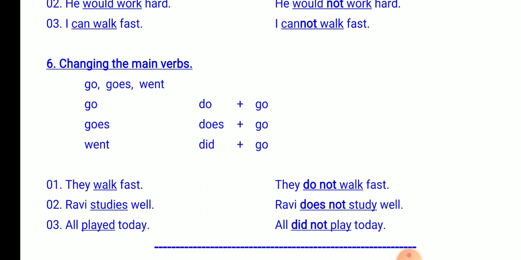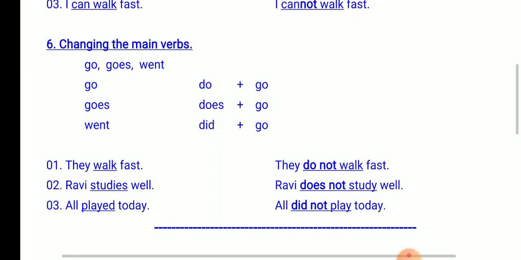Come to the next verb, goes. Goes is split as does plus go. Add not after does. Then the negative is does not go. Come to the simple past tense, went. Went is split as did plus go. You can add not after did and the negative is did not go.